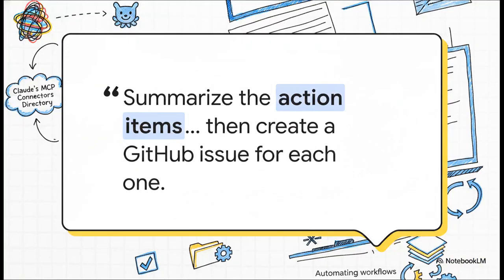Let's see what happens when we actually put this into practice with a concrete project management workflow. Imagine a project manager turns on both the Slack and GitHub toggles for a single conversation. Instead of spending an hour reading through threads and taking notes, they just send this single, powerful prompt. Summarize the action items from our product planning Slack channel from the past week, then create a GitHub issue for each one in the Acme Roadmap repo.